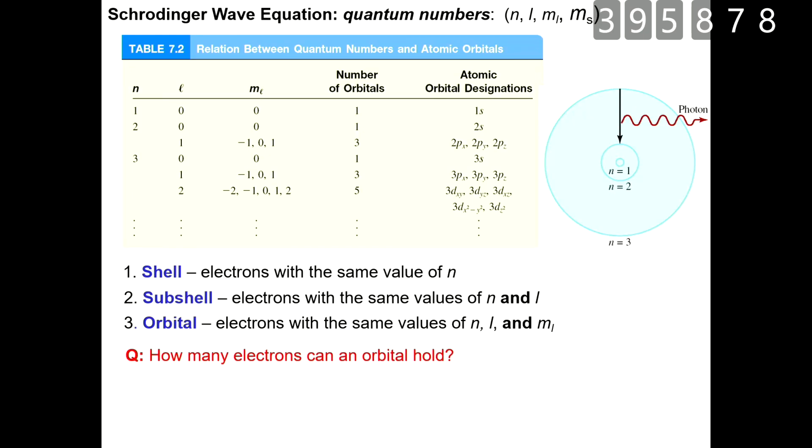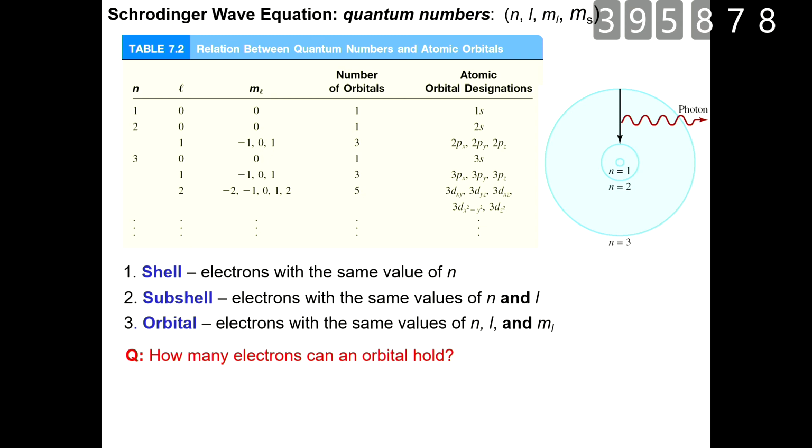So here we can use this simple model to show the electrons in atoms. Basically, electrons with the same value of N are called a shell. So for example, here, how many shells? 3. Yes. So this N is 1, 2, 3.